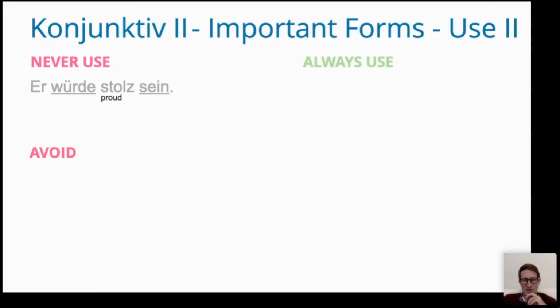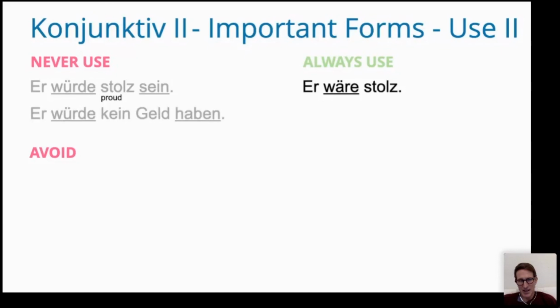Würde stolz sein. You might be tempted to translate that as he would be proud. I haven't put a translation there. In English, that might make sense: he would be proud of you. But in German, you cannot use würde and sein. Well, you can, but it's not really used. So you rather use the strong form of to be, which is wäre, which you've seen before.